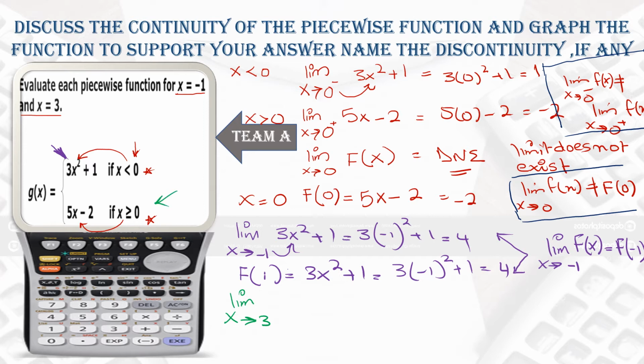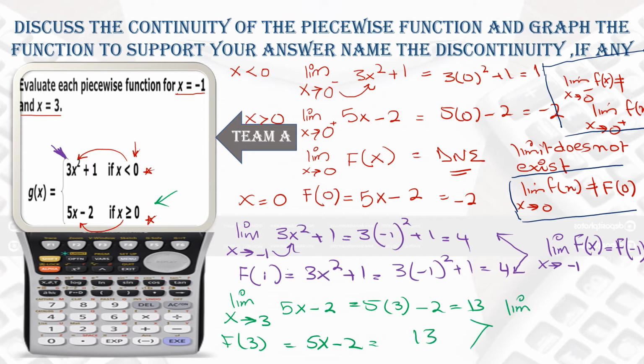Why? Because x is greater than or equal to 0 in the second equation. And similarly, you have to read f of 3. So you have to take the same equation. Now apply the limit and you will get 13 here and similarly 13 on the next one. Now you can say here that the limit as x approaches 3 from both sides is equal to f of 3.